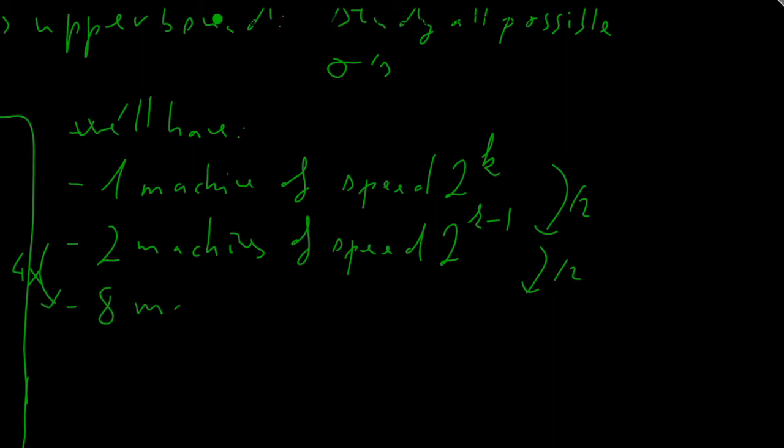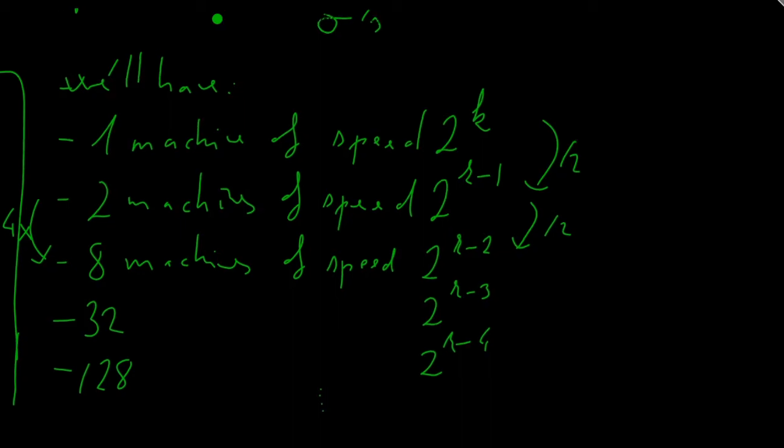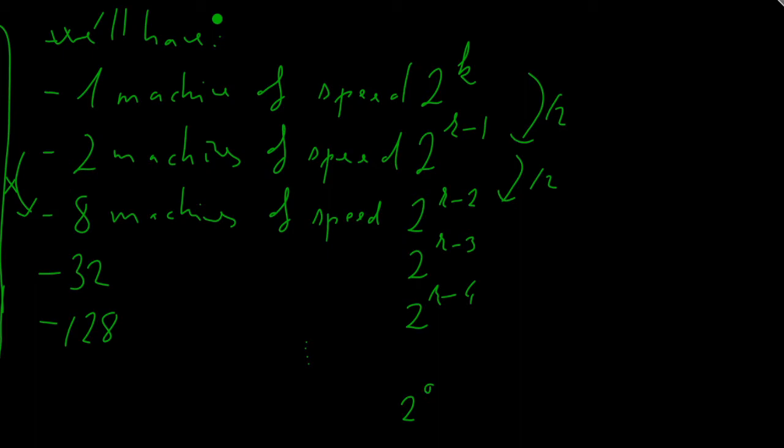So we will have 8 machines of speed 2 to the k minus 2. Okay, and then we will have 32 machines of speed 2 to the k minus 3, and then we will have 4 times 32, which is 128 machines of speed 2 to the k minus 4, and so on. And finally, we will have a number of machines of speed 2 to the 0. I'm not sure I will be able to compute this right now formally, but it doesn't really matter, 2 to the 0 is 1, of course. So in each level we just halve the speed and multiply the number of these machines by 4.